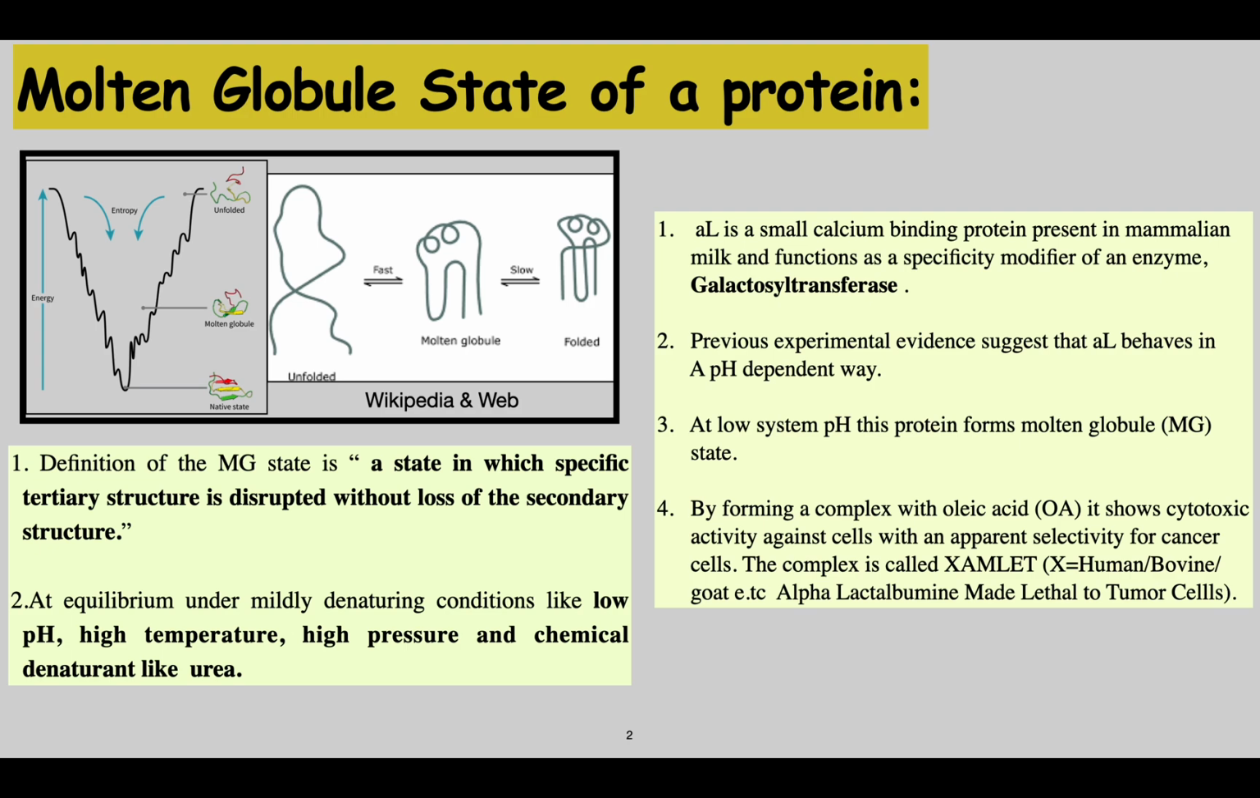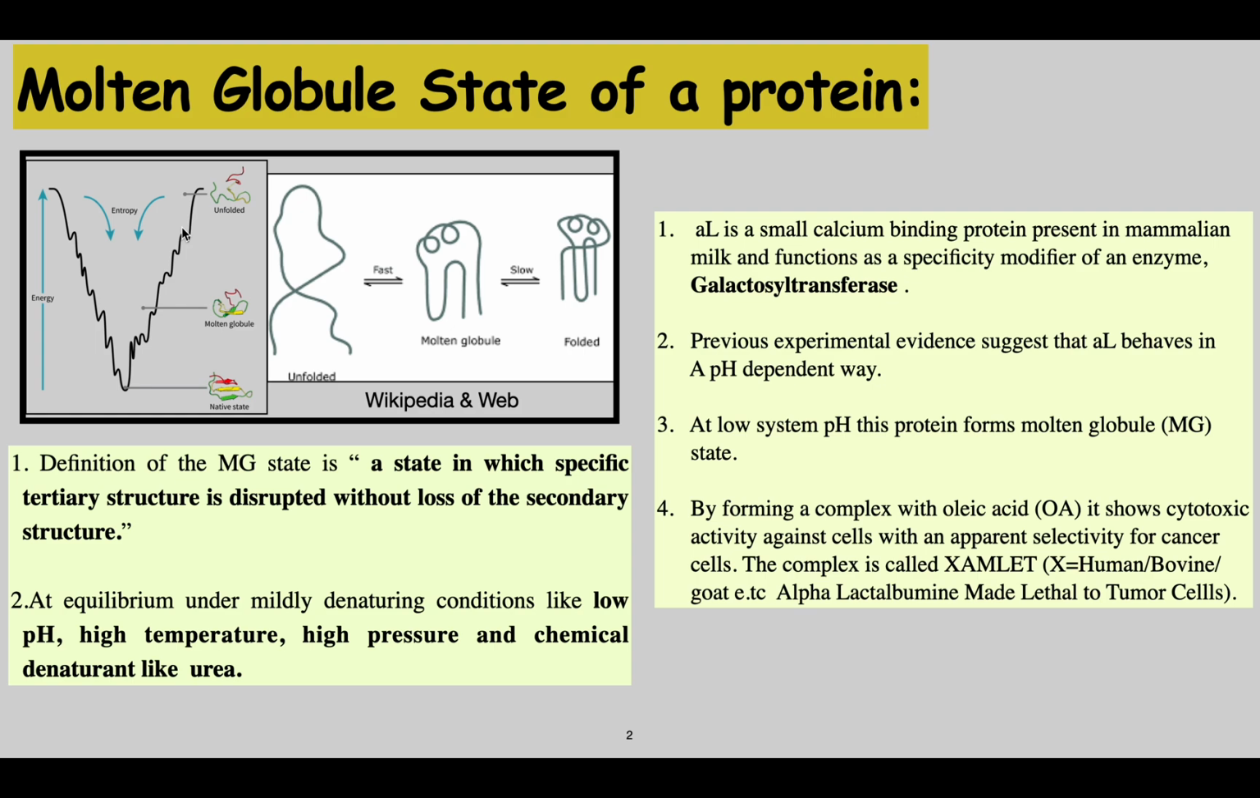Now, this is a free energy landscape plot, and you can see that the molten globule state is basically an in-between state between the native and unfolded. So capturing the molten globule state is not a very easy task. And a second question may be: why are we doing this, why is the molten globule state important?